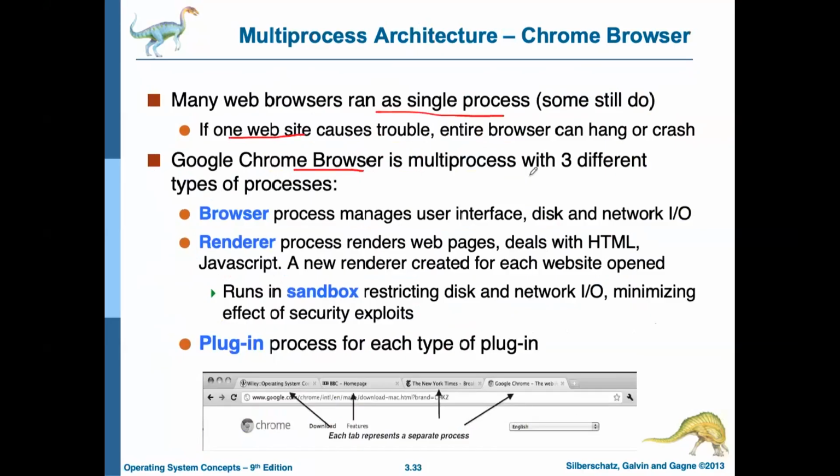Google Chrome browser is multi-process with three different types of processes. First, the browser. Second, the renderer. Third, the plugin. The browser process manages the user interface, disk, and network I/O. The renderer process renders web pages, dealing with HTML and JavaScript. A new renderer is created for each website opened and runs in a sandbox restricting disk and network I/O, minimizing the effect of security exploits. And finally, there is a plugin process for each type of plugin.